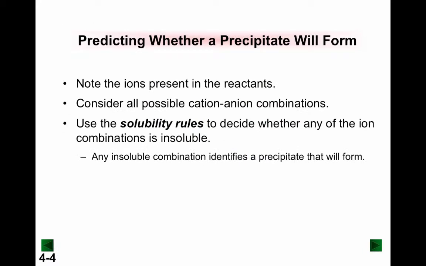So when we mix aqueous solutions of two ionic compounds, how can we tell if a precipitate will form or not? To predict whether or not a precipitate will form, follow these 3 steps. 1. Note the ions present in the reactants. 2. Consider the possible cation-anion combinations. And third, decide whether any of the combinations is insoluble by using the solubility rules given in Table 4.1.